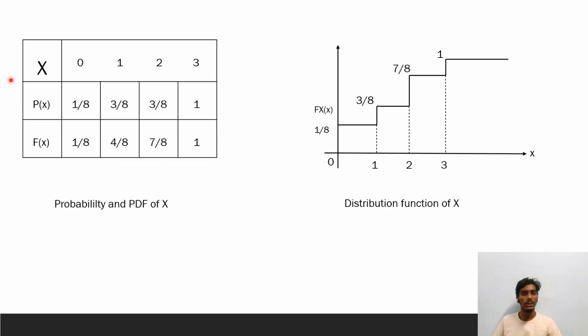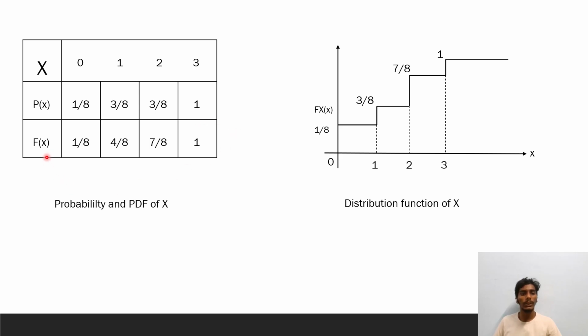So to get the distribution function values, we are considering the random variable x, getting the events: event x1 as 0, event x2 as 1, event x3 as 2, event x4 as 3. And the probability of event x1 is equal to 1 by 8, probability of event x2 is equal to 3 by 8, probability of getting event x3 is equal to 3 by 8, and probability of getting event x4 is equal to 1.